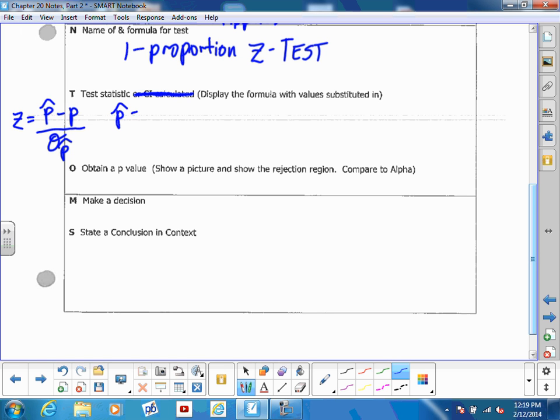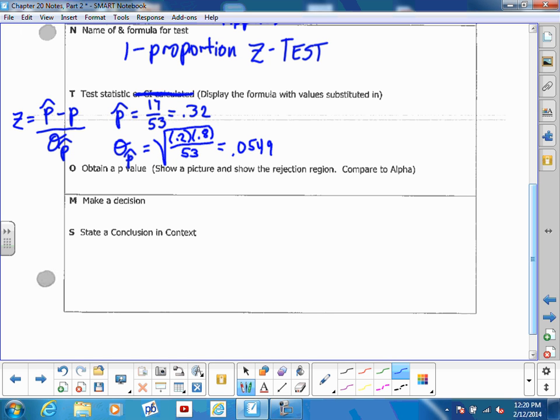What is our p hat in this problem? It's that 17 over 53. That's the sample results that you got, and that is 0.32. Of course, p is your 0.20, but let's do standard deviation of the sampling distribution. How do you get that for proportions? Yes, use the true p. That's the square root of, make sure you use the true p of 0.2. Okay, and so that number is 0.0549.